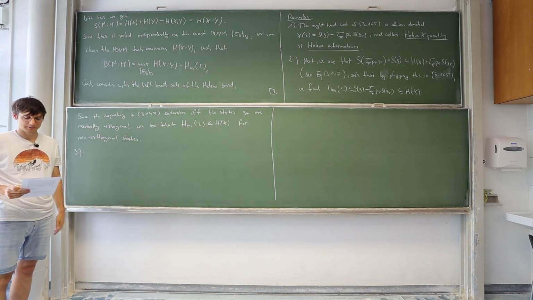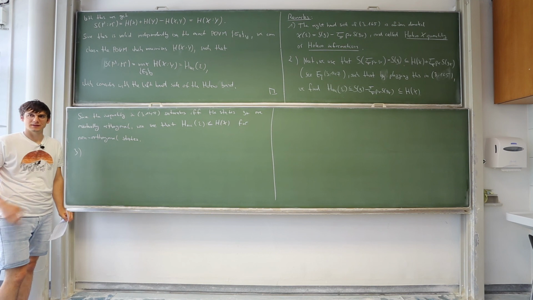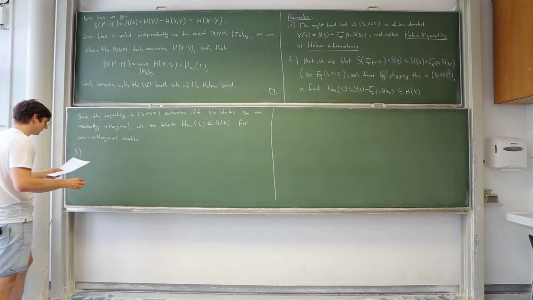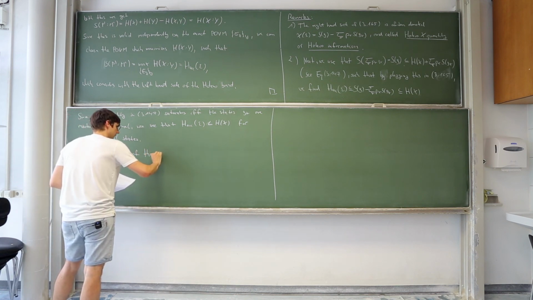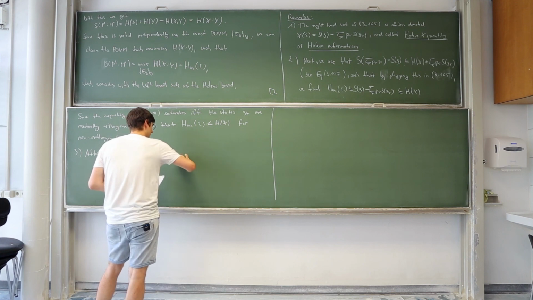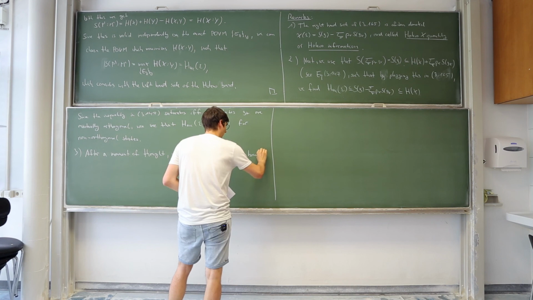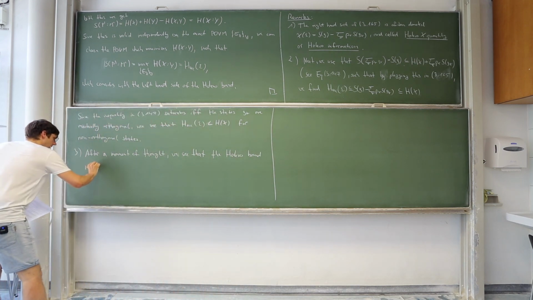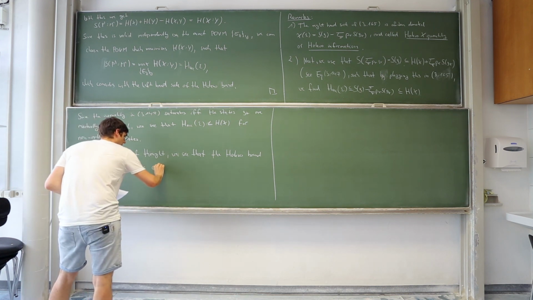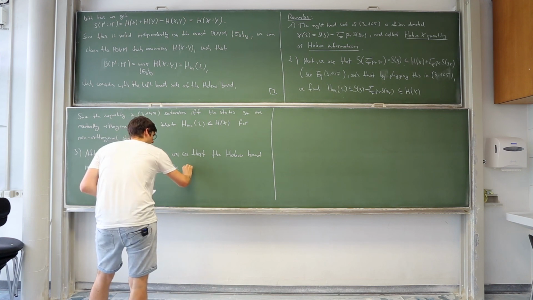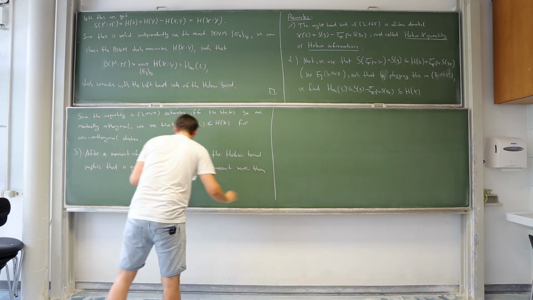And then the last statement for today is, after a moment of thought, we see that the Holevo bound implies that n qubits cannot be used to transmit more than n bits of classical information. If you think about the statement for a while, then it gets clear.